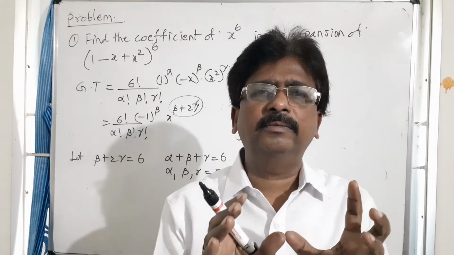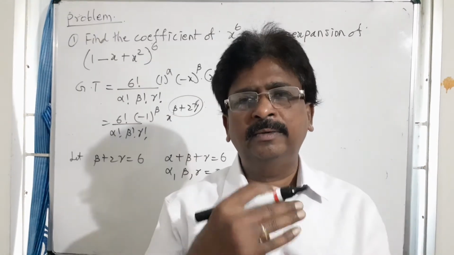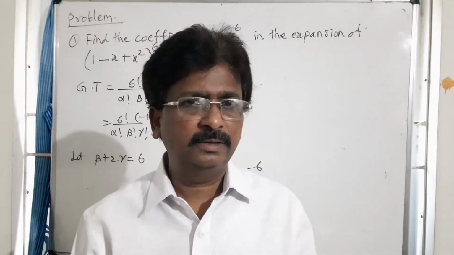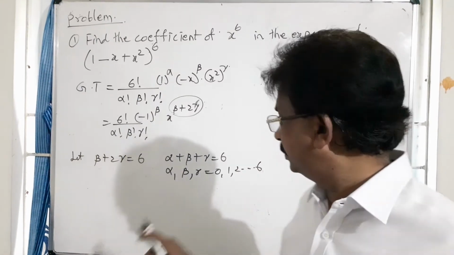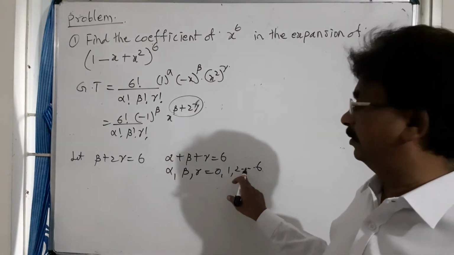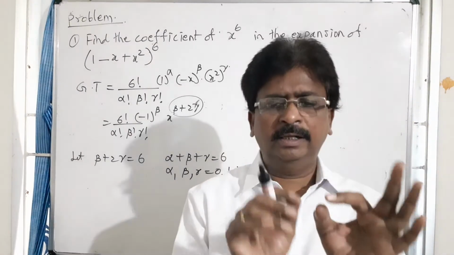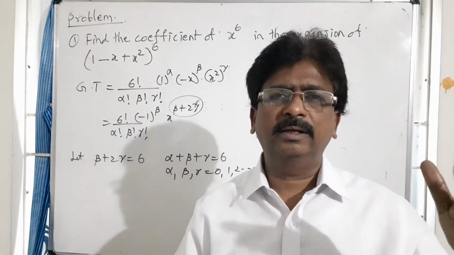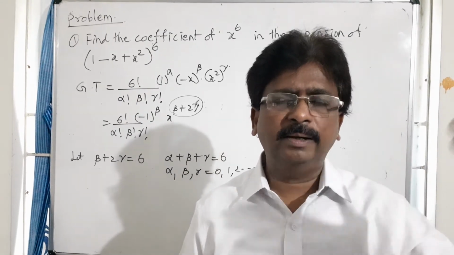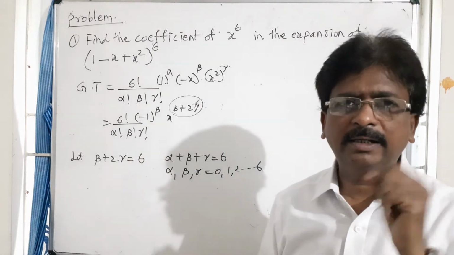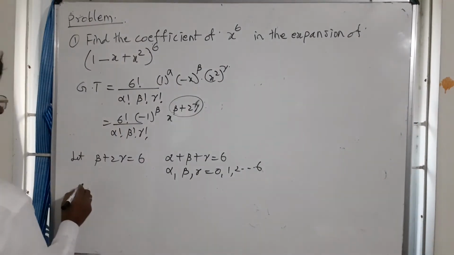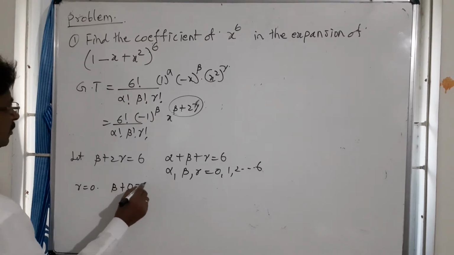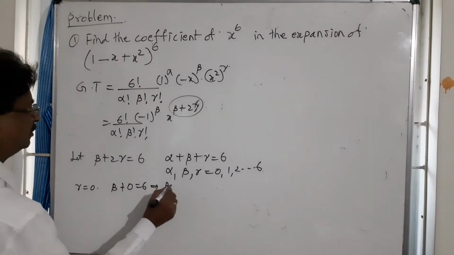Just we take some values for gamma, and then we will find the beta value and the alpha value. Now gamma values are limited. You see here gamma value 0, 1, 2, 3 up to 6. Now let us take gamma 0, gamma 1, gamma 2, gamma 3, and automatically the beta and alpha values will come correspondingly. If gamma is equal to 0, then beta plus, here you put 0, is equal to 6. Beta is equal to 6.